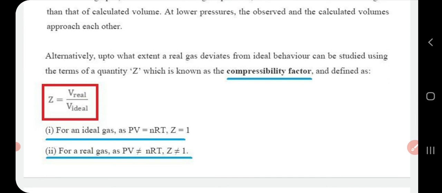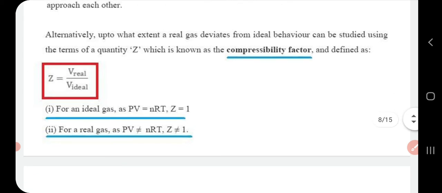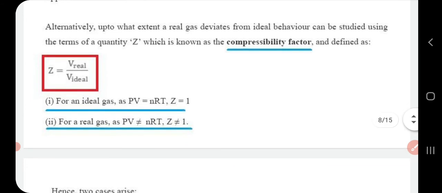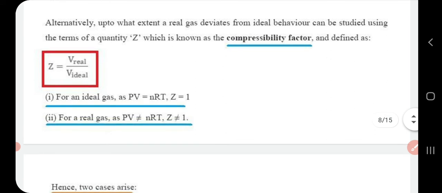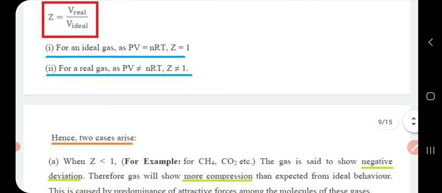Now, real gas deviates from ideal gas behavior, and that deviation can be studied using a particular quantity Z, which is known as the compressibility factor. It is defined as V real by V ideal, that is, volume occupied by real gas by volume occupied by ideal gas. For an ideal gas, PV equals nRT, that we know, so compressibility factor Z is equal to 1. Whereas real gases do not obey the ideal gas equation, that is, PV is not equal to nRT. Therefore, compressibility factor Z is not equal to 1.